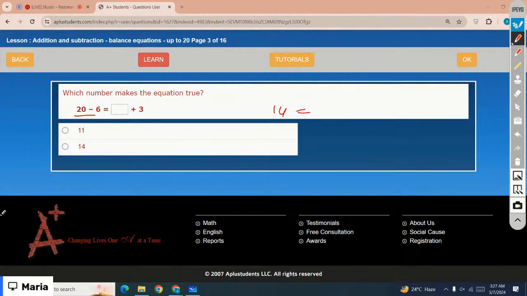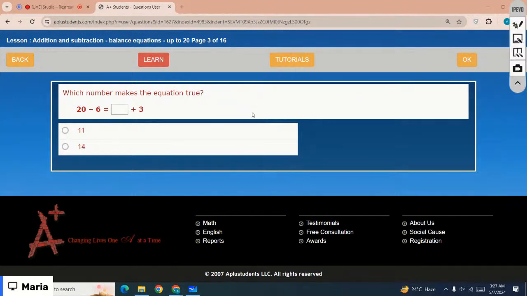Yes, that is 11 plus 3 is the correct. 11 plus 3 makes 14. So option number 1 is the correct option. Very good.